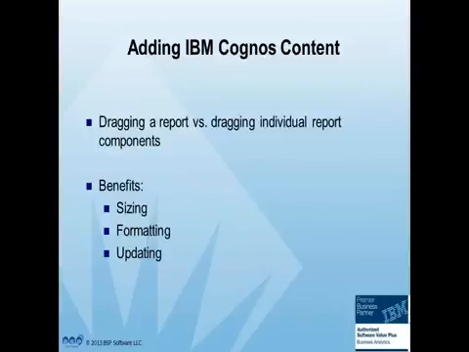The first thing I'm going to show you is how to add IBM Cognos content to your workspace. There's a huge difference between dragging an individual report and dragging report components. Some of the objects that you can add to a workspace include individual reports, report parts such as tables and charts, IBM Cognos Power Play reports, URLs, folders, prompt controls, metric lists and individual metrics, IBM Cognos TM1 web sheets and TM1 cube views, as well as IBM Cognos Active Reports.